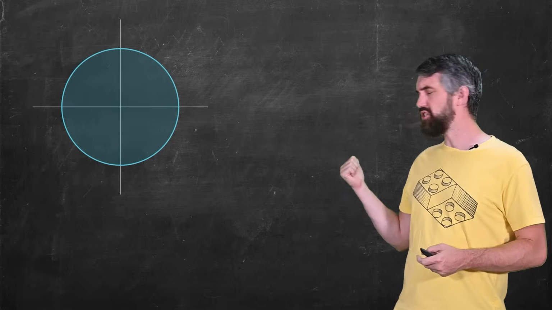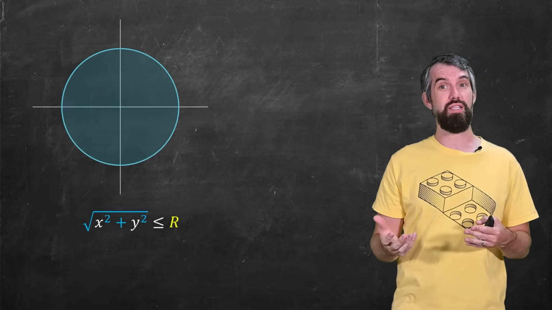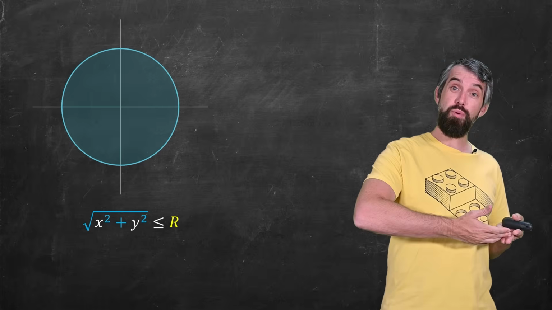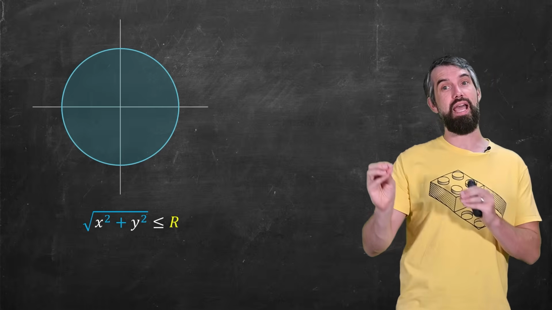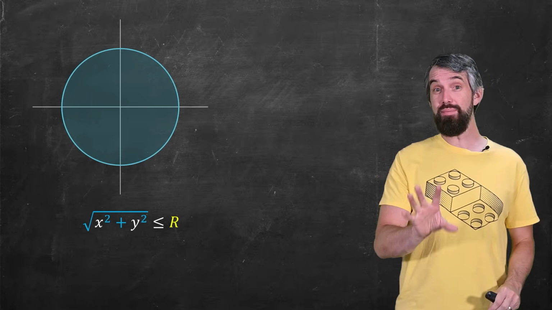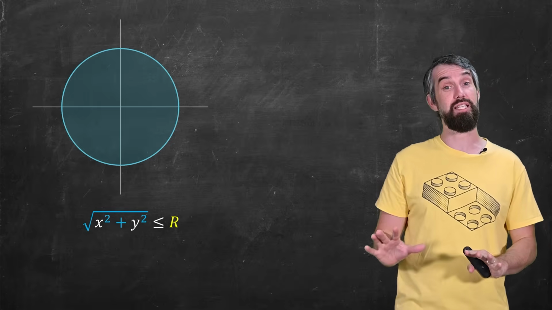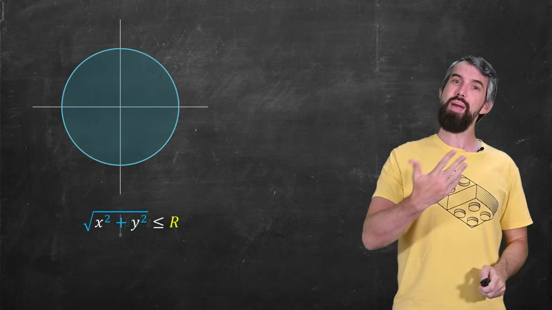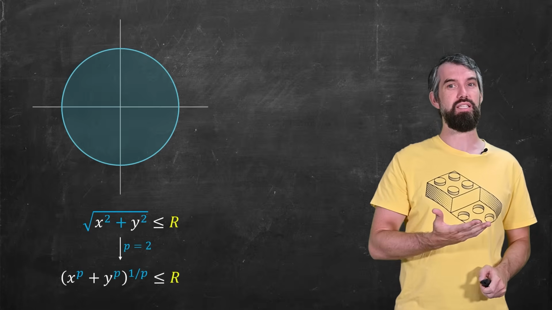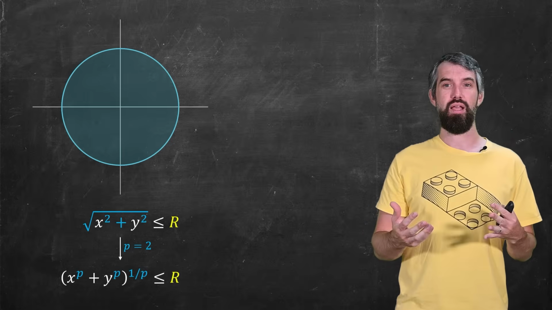Remember, for the circle, our defining characteristic was points where the square root of the sum of the squares was less than the radius. This came to us from Pythagoras, so it's the standard and normal definition of distance. But I can imagine this being a special case of a more general formula.